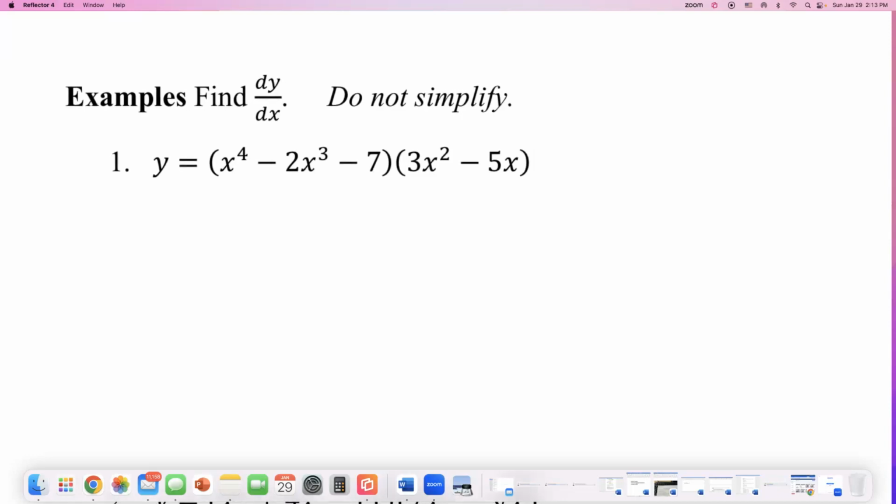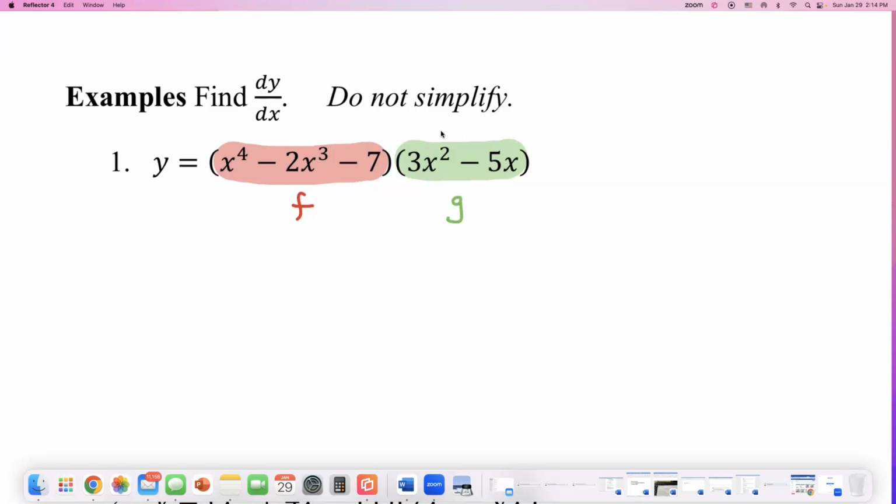Let's look at some product rule examples. It says find dy/dx, but do not simplify. So I will say that this first piece, I'll call that my f, and this second piece of the multiplication, I'll call that g. Okay?